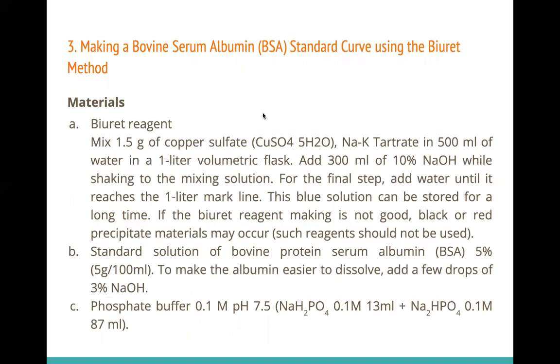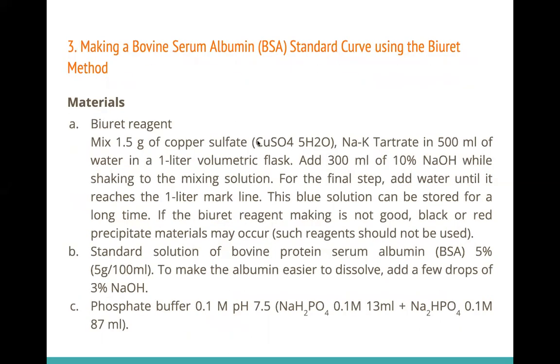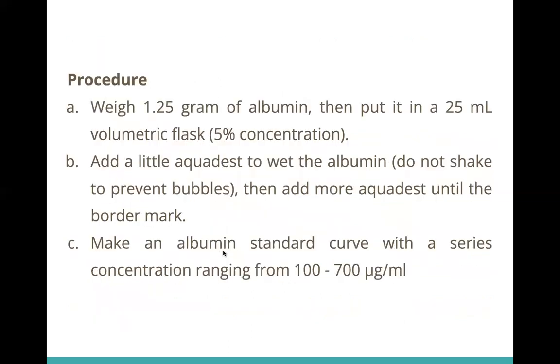And the third one, after you measure the speed of reaction, is making a standard curve. Why do you need to make a standard curve? Because you need to measure the concentration of the GST enzyme. So here is how to make the BSA standard curve, where BSA stands for bovine serum albumin, using the Biuret method. So the materials are Biuret reagent, the standard solution of BSA, and the phosphate buffer, which you can read by yourself. And then the procedure is very simple.